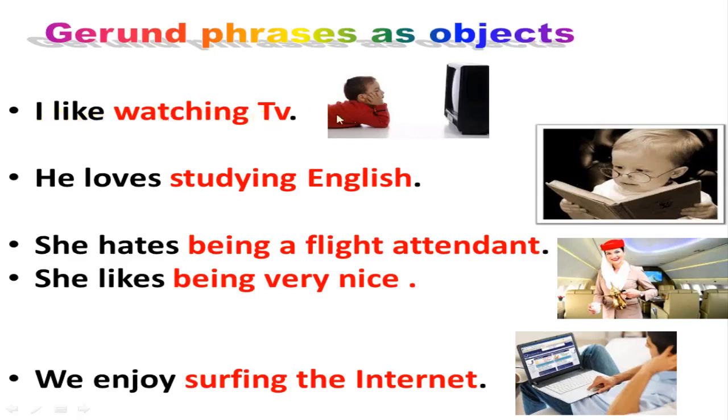One. I like watching TV. Here, I is the subject, like is the verb, and watching TV is the object. And this object is a gerund: verb plus ing, watching, and then television. He loves studying English. So this is a gerund, verb plus ing, plus, of course, a noun, and all of this is the object. Here you see a baby reading a book, wearing glasses, so he loves studying English.